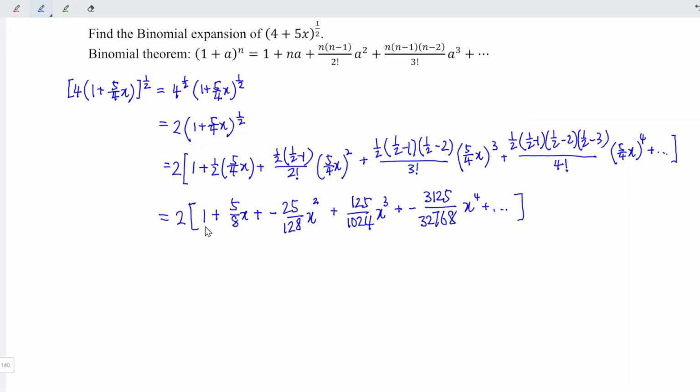And lastly, we times the whole thing here by 2. So this is equal to 2 times 1 is equal to 2. And we plus 2 times 5 over 8x, which means 5 over 4x. And we plus minus 25 divided by 64 x to the power 2. And we plus 125 divided by 512 x to the power 3. And we minus 3,125 divided by 16,384 x to the power 4 and so on.